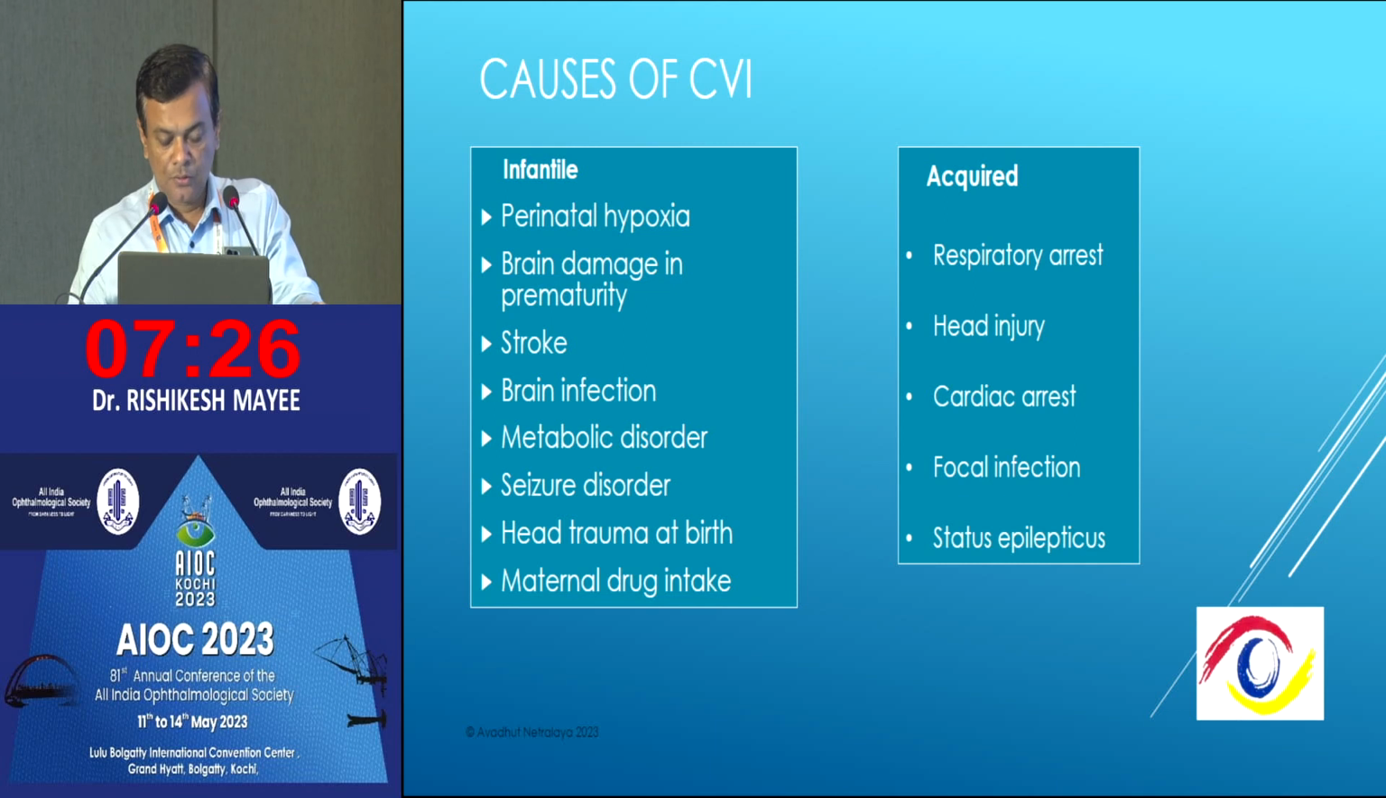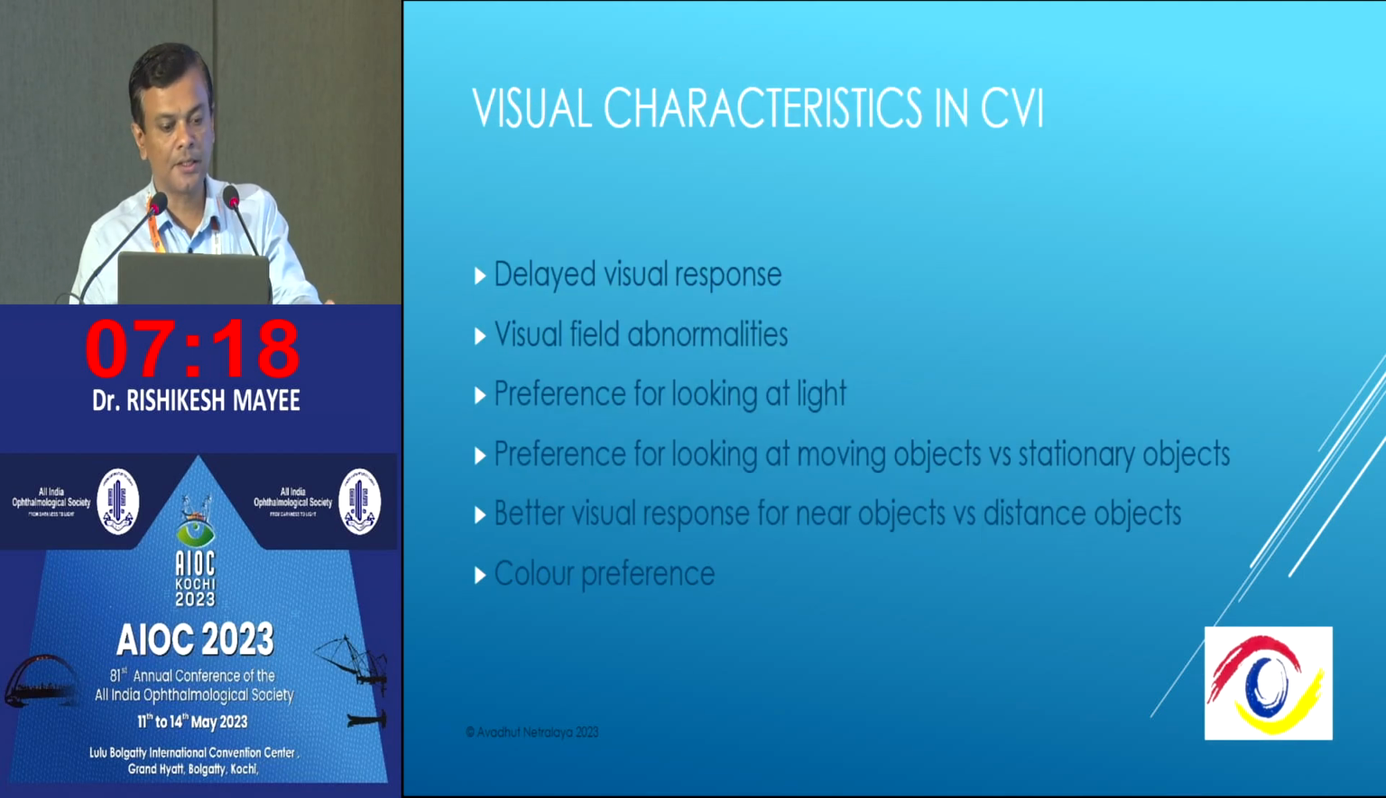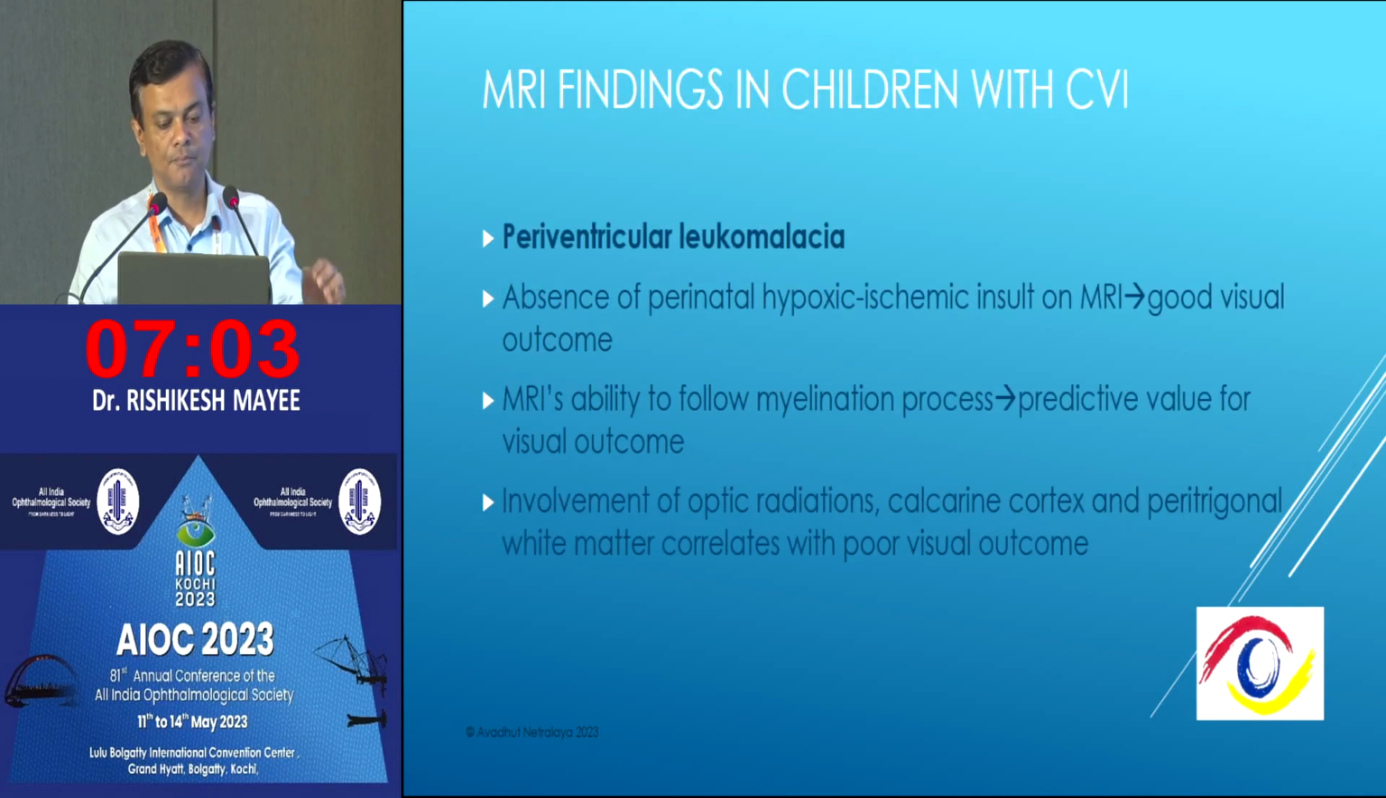The causes include infantile, the most common being perinatal hypoxia, and in the acquired type, it can be because of respiratory arrest or a head injury in the early perinatal period. The visual characteristics, this part has already been covered. More important, the patient might have visual field defects and he might have a preference for light. As has been mentioned, when you are checking, use minimal sound or no sound, more of light.